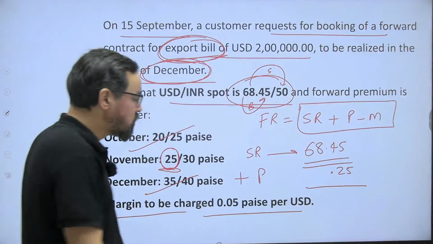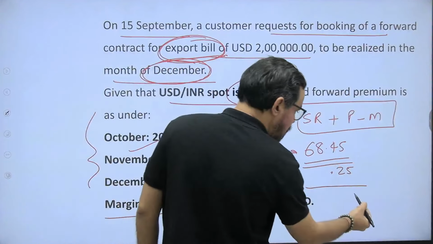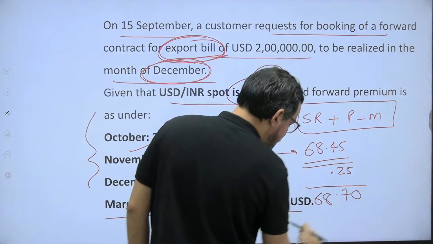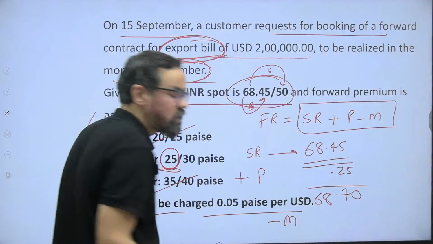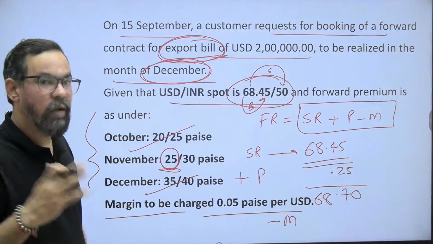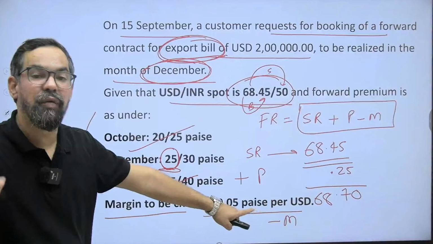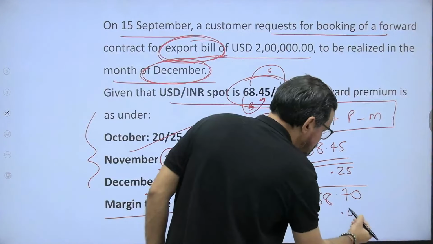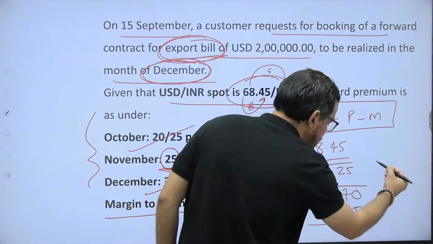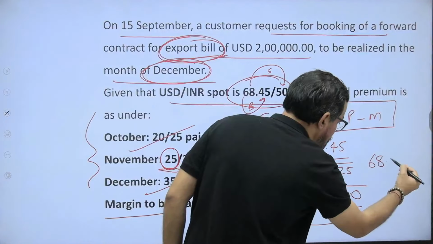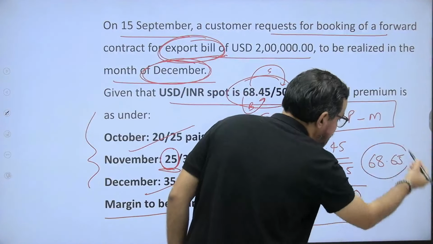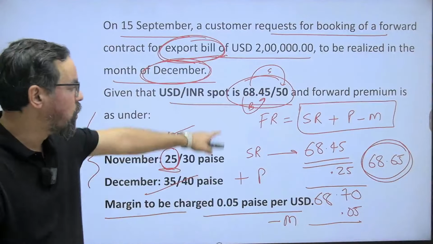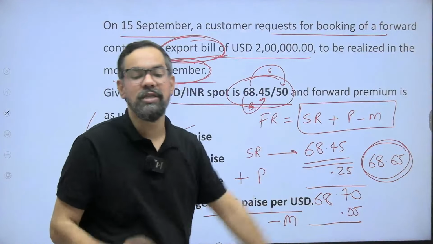Now the margin is how much? 0.05 paisa. So finally, this is total 0.68 minus margin. As it is a case of buy rate, if it is a sell rate, you have to add the margin, and as it is a case of sell rate, you have to minus margin. How much? 0.05. So your answer will be the rate which we are going to quote the customer, which is 68.65. Okay, this is the rate which we are going to quote in this particular case. So this is your forward rate.